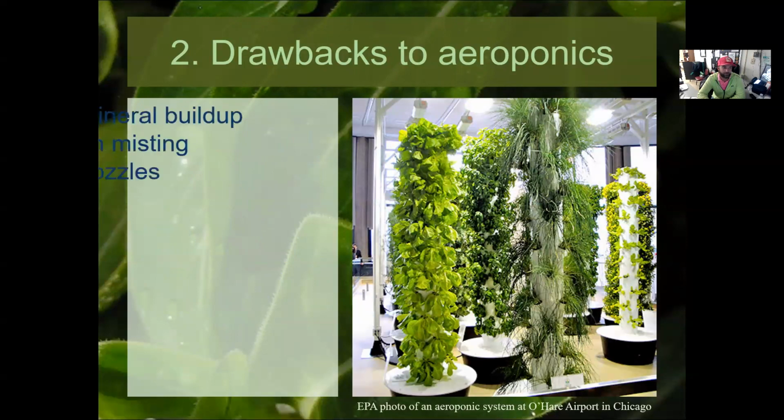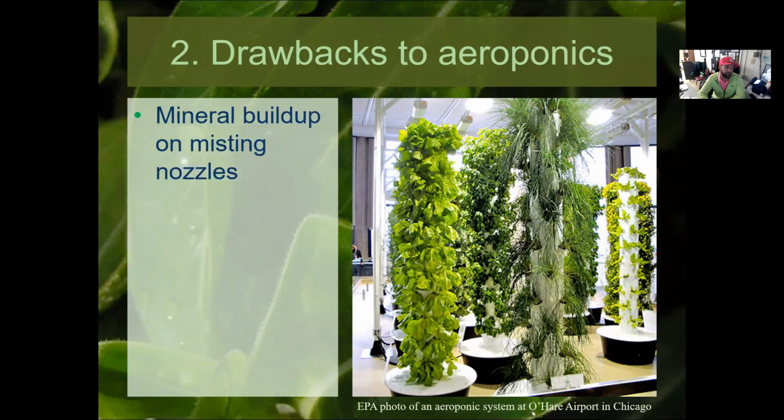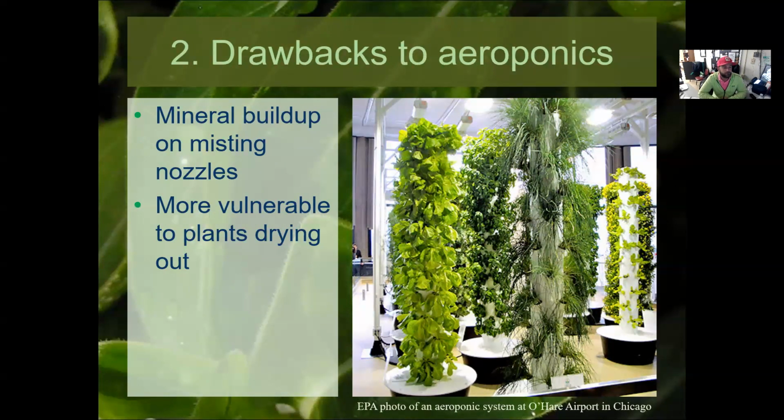The drawbacks of aeroponics: mineral buildup on misting nozzles. So when you get that buildup, it's going to block stuff coming out of those nozzles. So you need to make sure you're cleaning those regularly. More vulnerable to plants drying out. So if you have a lot of air coming in, typically your plants are going to dry out quicker. So you need to constantly be doing maintenance on these to ensure that they are not getting aired out. So making sure there's water on the inside, really keeping those guys hydrated.